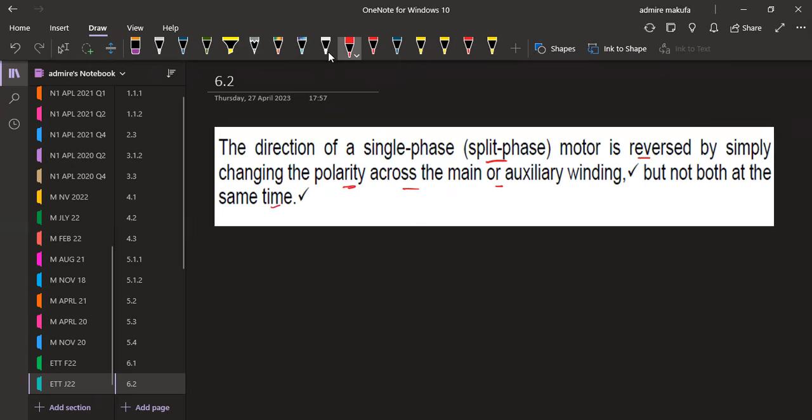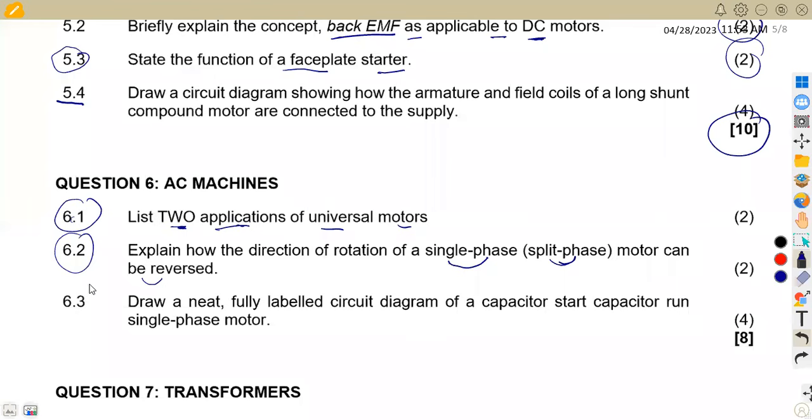So you change either the main or the auxiliary winding, but not at the same time. You are supposed to be careful that you are not doing this at the same time, but it can be changed in that way. You can have a change of direction. All right, so that is what we have on 6.3.